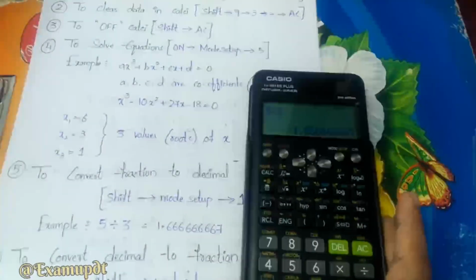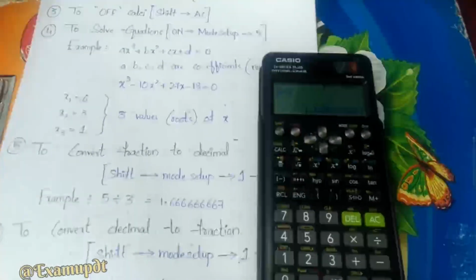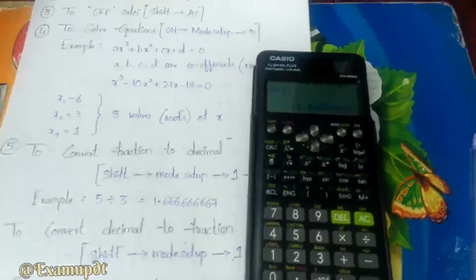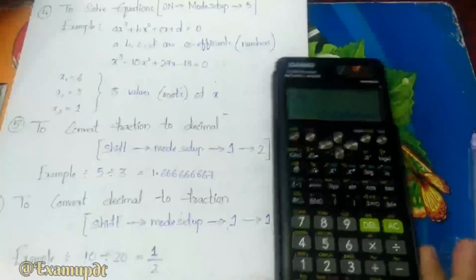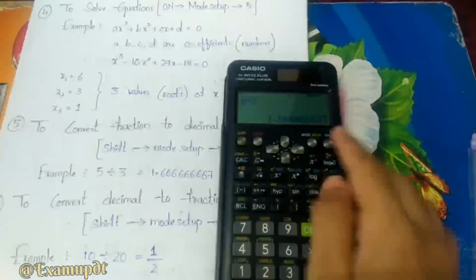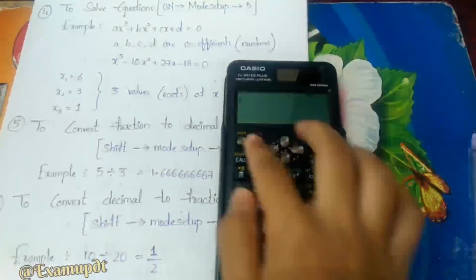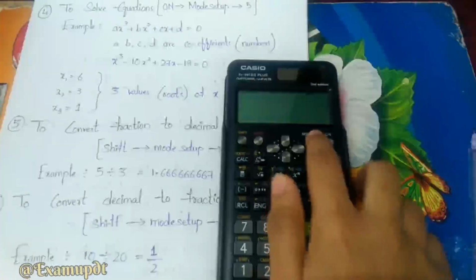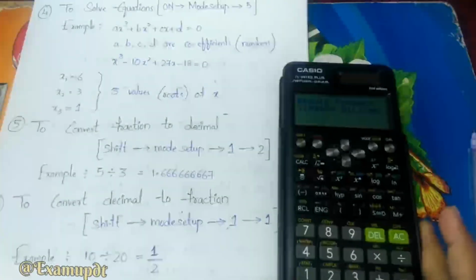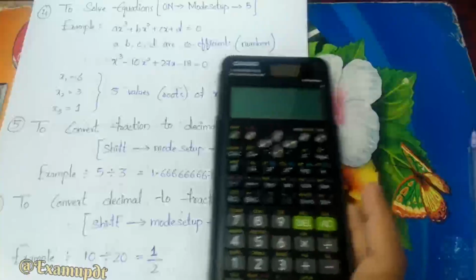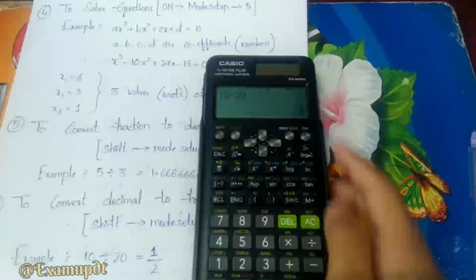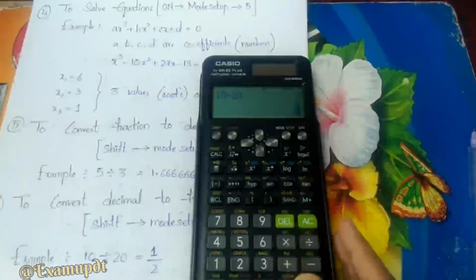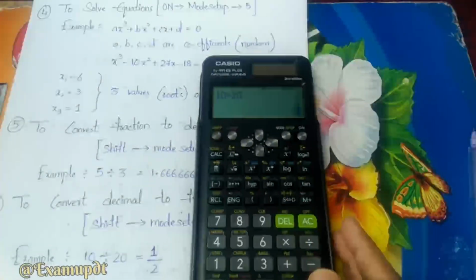Now the next is to convert decimal to fraction. The same process: first shift, then mode setup, then click on 1 and again click on 1. The example is 10 divided by 20. Now again I am clearing this data. Then click on shift, click on mode setup, click on 1 and again click on 1. Now enter the values. I am taking 10 divided by 20. So now you will get it in the fractional part. So this is how we convert fraction to decimal and decimal to fraction.